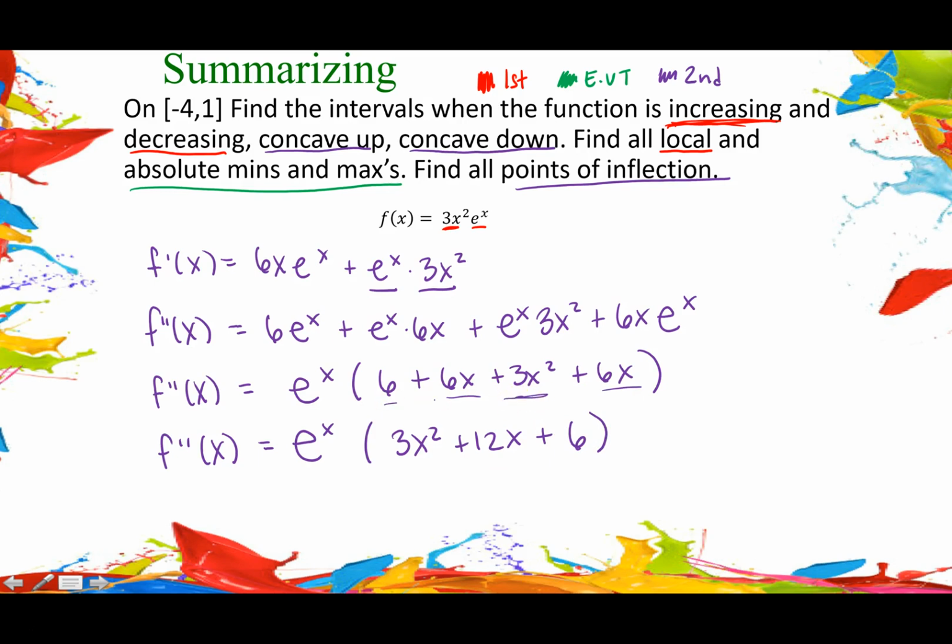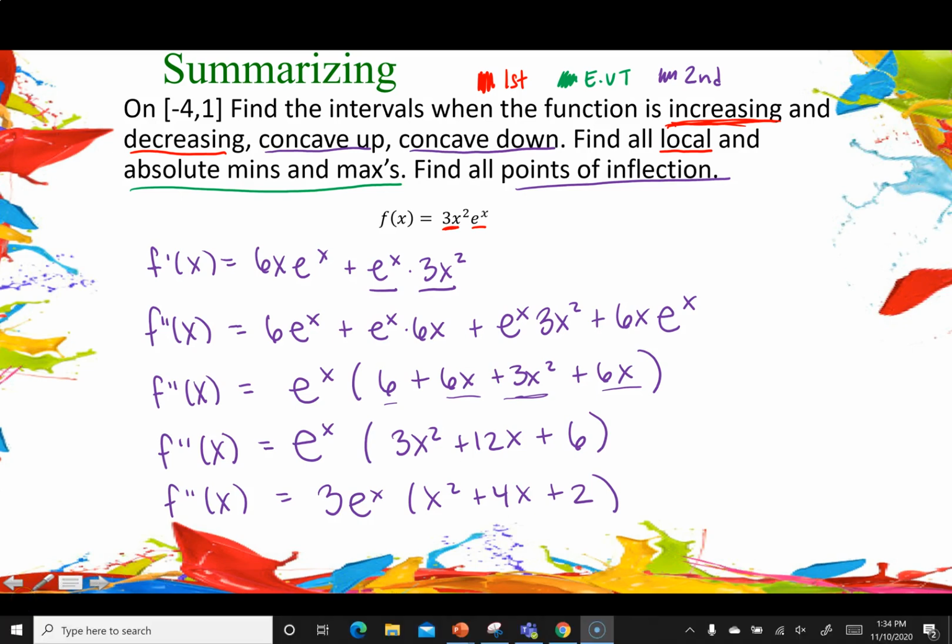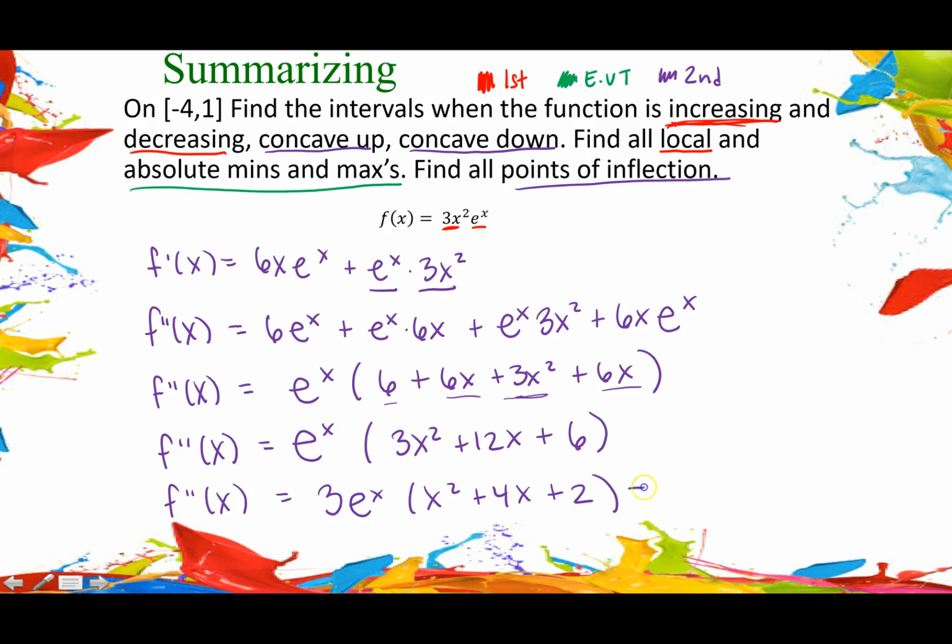It looks like I can also pull out a 3. So I'll have f double prime of x is equal to 3 e to the x, and then I'll have an x squared plus 4x plus 2. All right, now we need to set this equal to 0. Are there any x values that would make this equal to 0? Nope. How about here? Yes, there are.